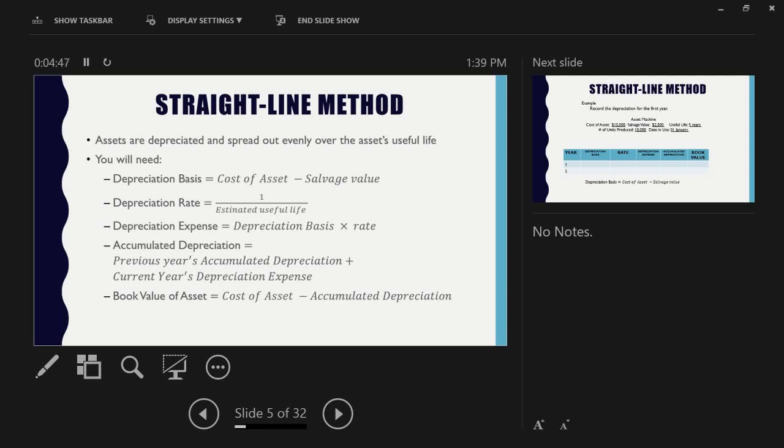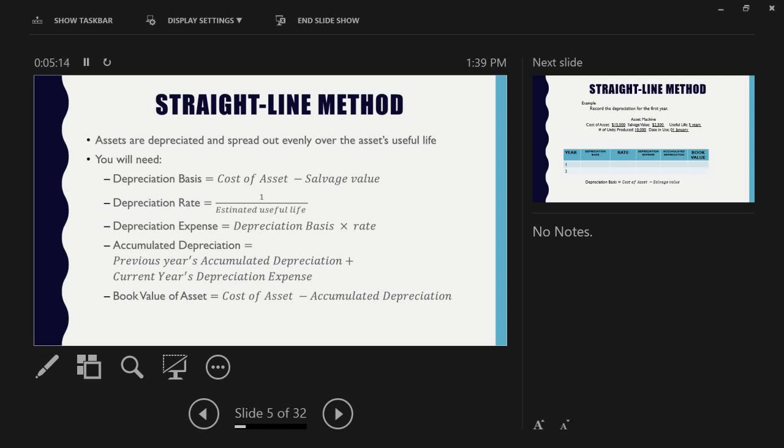For the last two depreciation methods we learned, this one is going to look identical to the first one we learned, which is units of production, because for this one you need to recognize the cost of the asset, and you need to subtract the salvage value. So that is one thing that's similar to units of production.